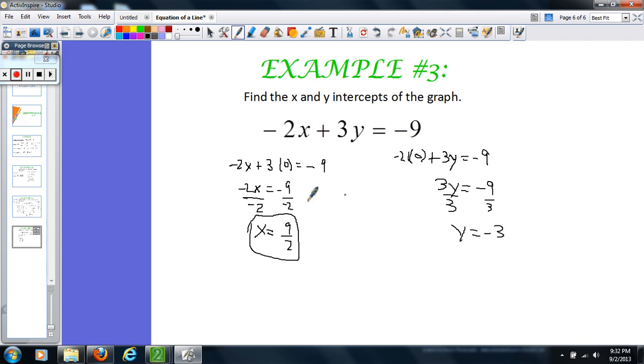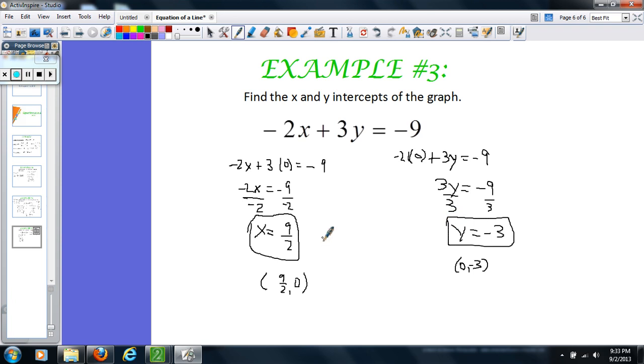Now again, these are the values of x at the x-intercept and the value of y at the y-intercept. But again, this would be 9 over 2, comma 0, and this one will be 0, comma negative 3. And those will be the actual points on the graph where the x and the y-intercept are.